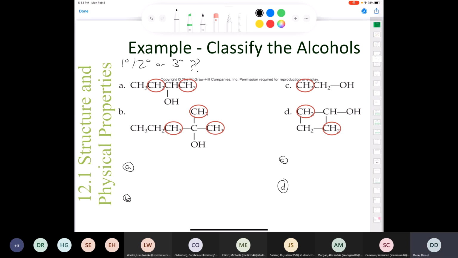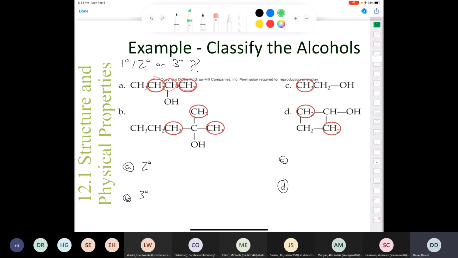All right, does anybody have an answer for the first one? Two. Yeah, so it's secondary. Yep, secondary because the carbonyl carbon has 1, 2 R groups attached. What about B? I see that Sadie wrote tertiary. Yeah, you're absolutely right because you have 1, 2, 3 R groups attached to the carbonyl carbon.